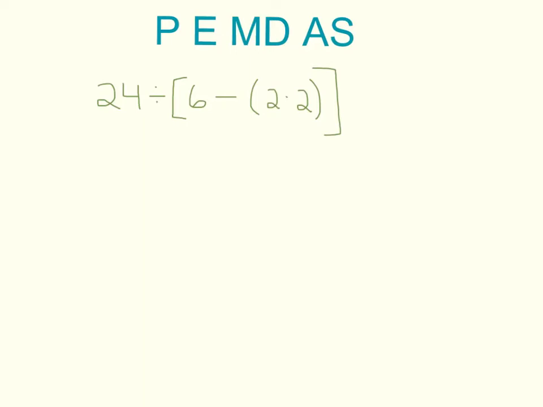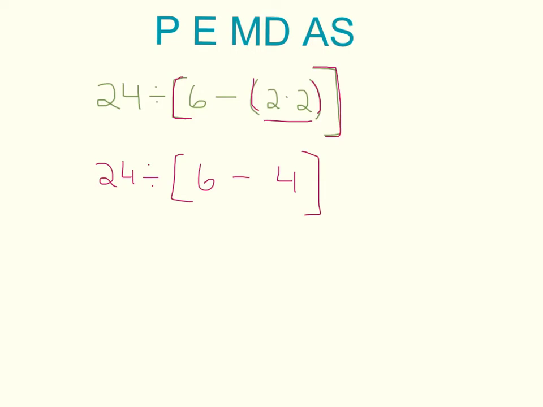Alright, second example. Let's first look for parentheses. And in this case, we have parentheses with the 2 times 2. And then we have these brackets. And I just call those fancy parentheses. We have those when you have parentheses within parentheses. And we always have to go furthest inside, which is 2 times 2. So now let's bring that, that is 4, and bring down everything else. We have 24 divided by 6 minus.